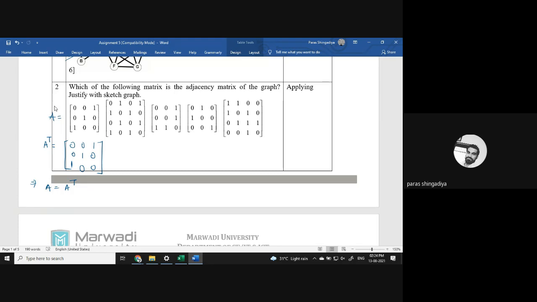You compare the corresponding entries: first entry to the first, second to the second, third to the third. You can also compare the row data: first row, second row, third row, and so on. Clear? They are equal. Okay, they are the same. So what does it mean? The given matrix is a symmetric matrix, and therefore we can say that it is an adjacency matrix. Clear? So it is verified. Now we create the graph.